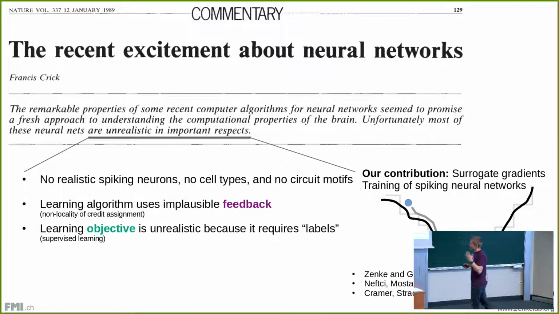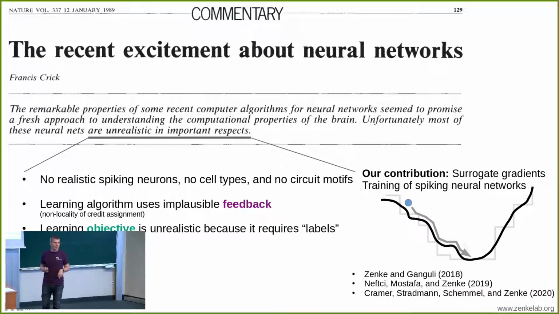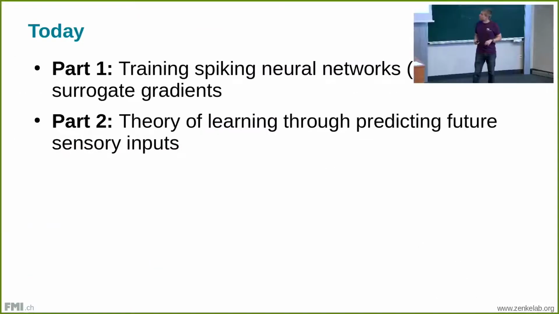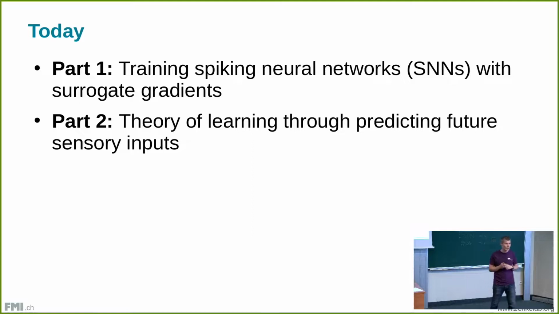There has been a flurry of papers over the recent years. And I will also, in the end, talk a little bit about some recent work in the lab where we're now getting at this question. Good. So this is really the focus of current research in my group. So today, really the main part, part one, is to show you how we train spiking neural networks using these ideas from machine learning, and then some theory on learning without actually labels.